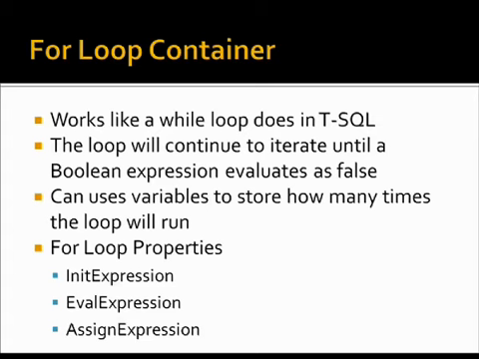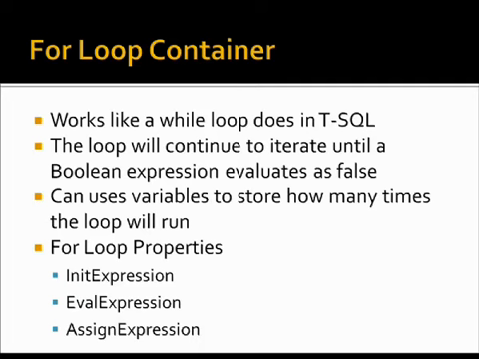Oftentimes you'll use variables to store how many times the loop will run, and some of the properties that you'll be setting will be the initial expression, which is the initial value that the variable you're using is going to be set to. The evaluate expression is the expression that tells the loop when to stop. So this must be an expression that always evaluates to true or false. So keep that in mind.